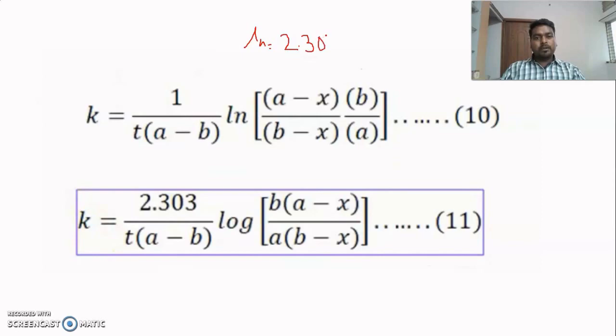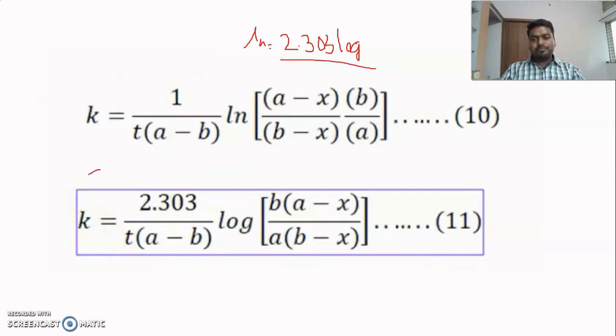Again, if you simplify, ln is equal to 2.303 into log. So replace it with the common logarithm of base 10. This is actually base e, so mathematically it equals 2.303 into log. So k is equal to 2.303 divided by t into a minus b into log of b into (a minus x) divided by a into (b minus x). So this is equation number 11.